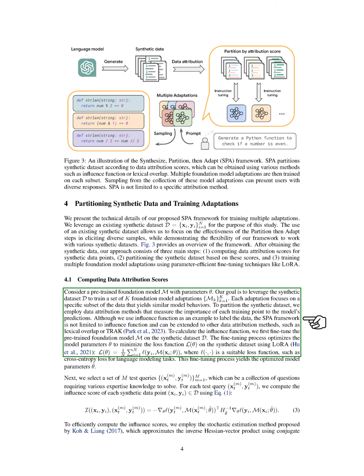For each test query, we calculate the influence score of each synthetic data point. To do this efficiently, we apply a stochastic estimation method that approximates complex calculations, making it feasible even with large models. Once we have the data attribution scores, we create an influence matrix that captures the scores for each synthetic data point relative to the test points.